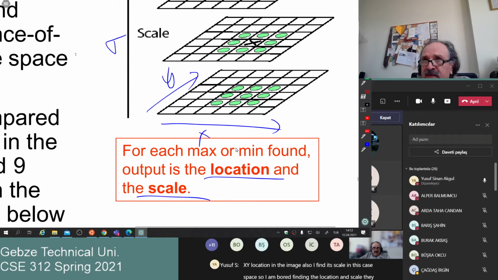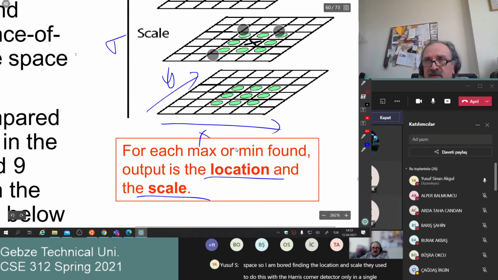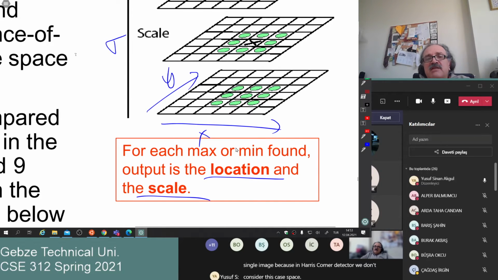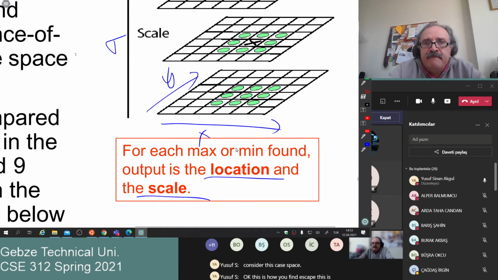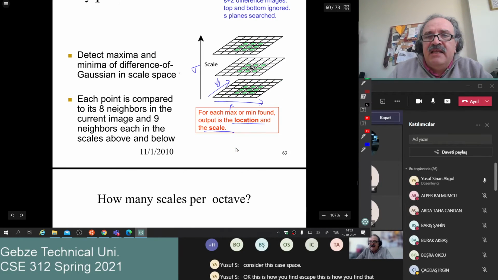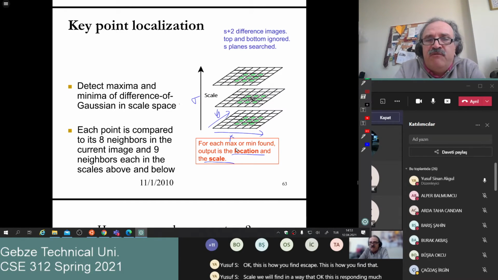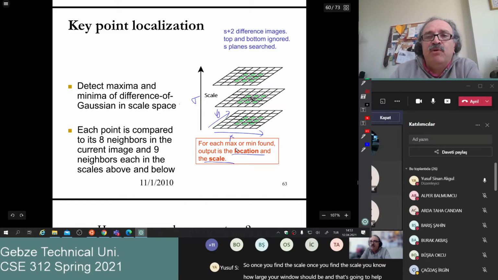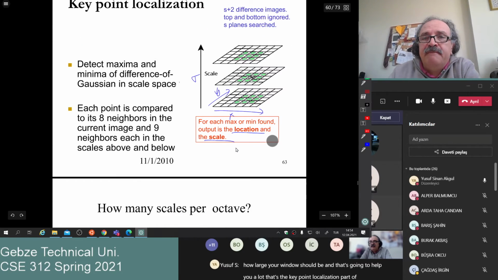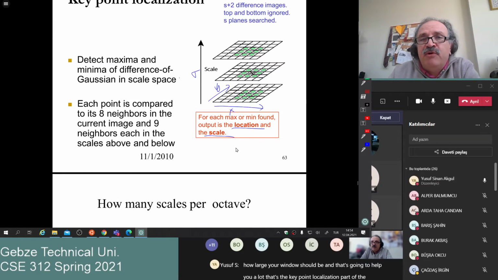We used to do this with the Harris corner detector only in a single image, because in the Harris corner detector we don't consider the scale space. This is how you find the scale. We find it in a way that this is responding much better at that scale, so I find it. Once you find the scale, you know how large your window should be, and that's going to help you a lot. That's the key point localization part of the SIFT key point extractor.